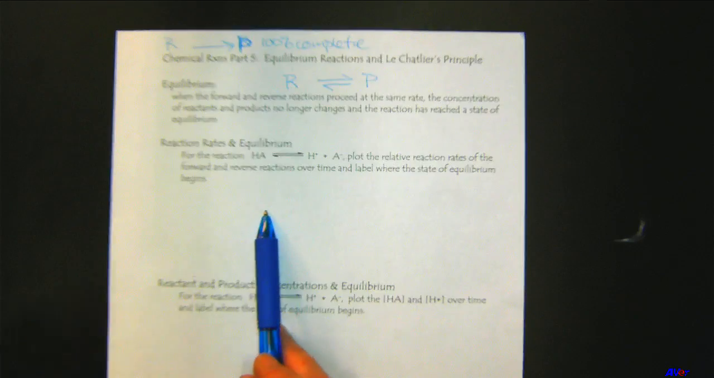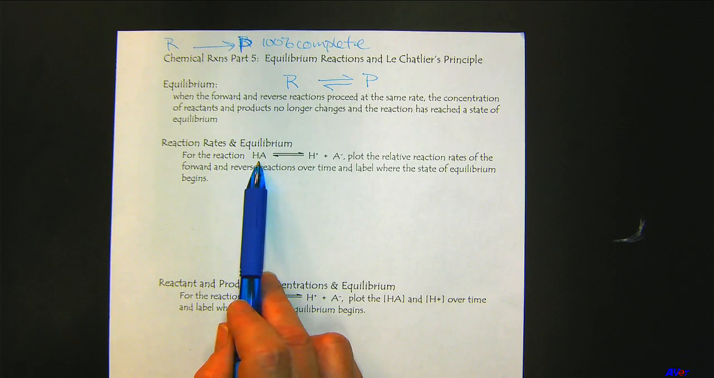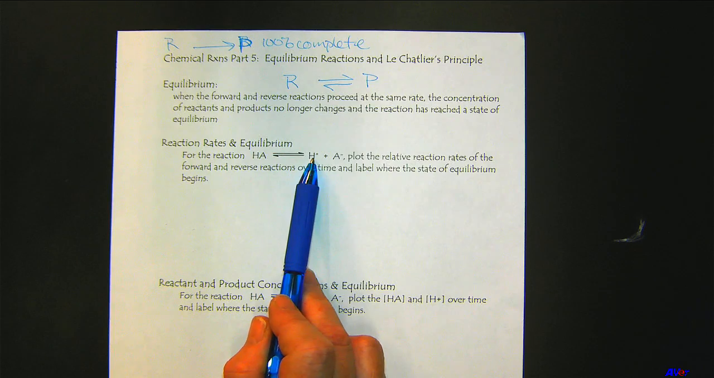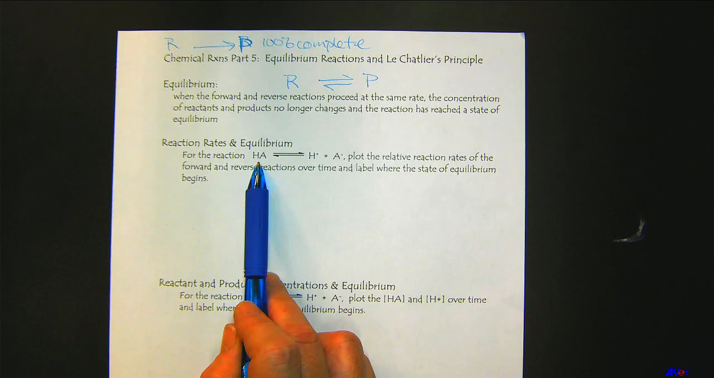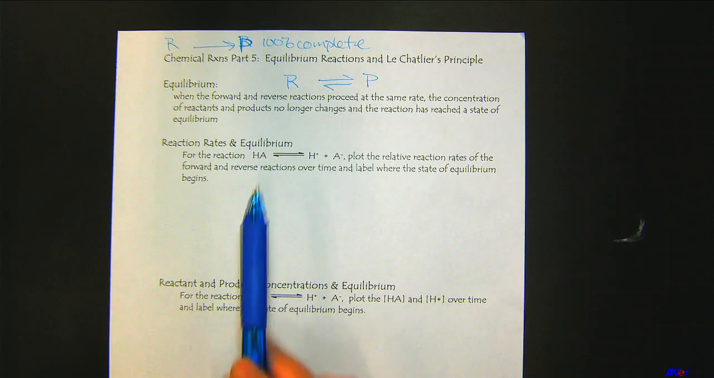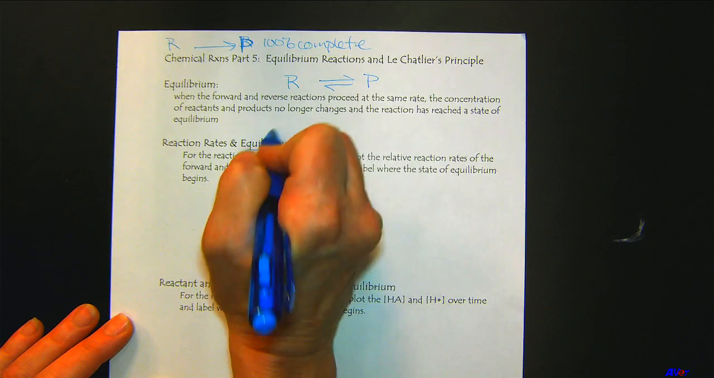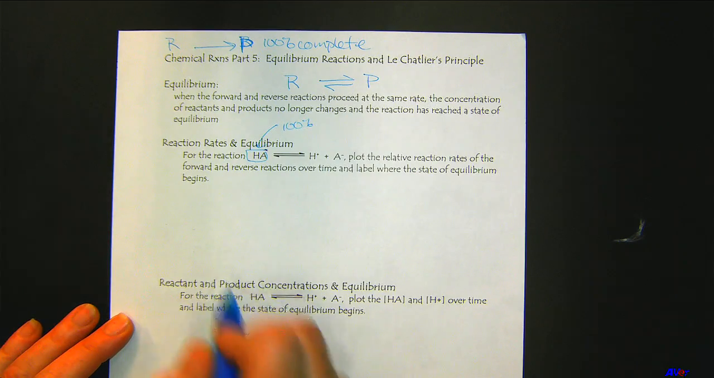We will start with a really simple reaction. We'll take this compound HA, and it's going to dissociate into H plus and A minus. This is actually a weak acid, and we'll study that in the future, so don't worry about the acid part right now. Just focus on the equilibrium. So what happens? Initially, let's say we have 100% of HA.